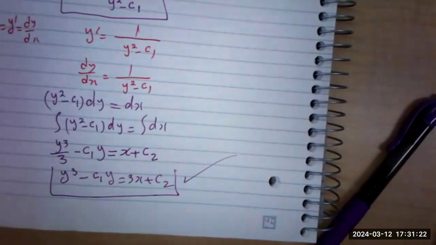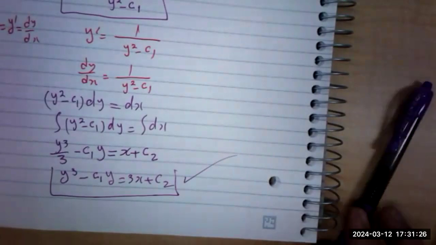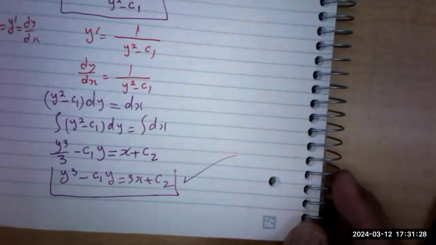Given an initial condition, again, this part would be very useful for this group. So I'm going to give one with the initial condition. Okay, let's get number 2 with the initial condition.